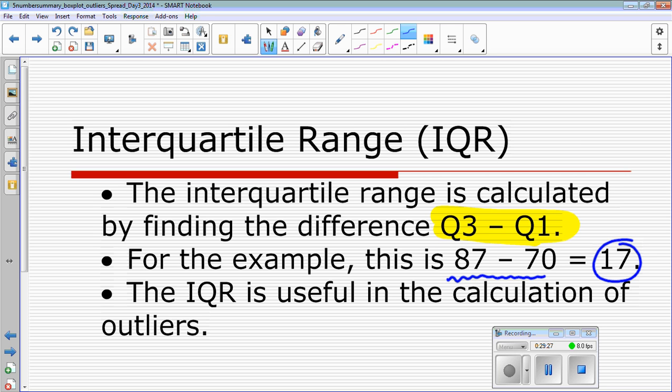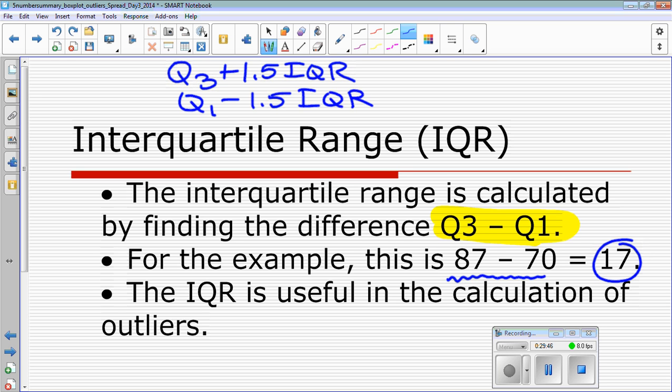Well, quarter 3 plus, because you're going to look at adding to quarter 3, and then you're subtracting from quarter 1. But it's 1.5 times the IQR. You want me to write it down again? That gives you the upper fence, and this gives you the lower fence. Okay. But we talked about that last time.